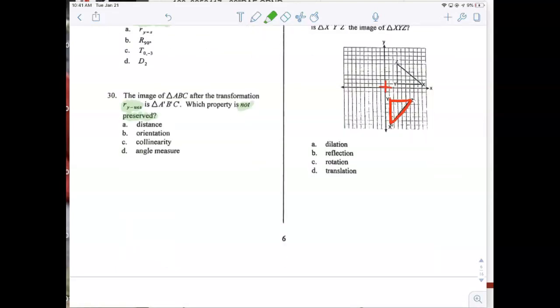Number 30, this one's a little bit different. Be careful because we get dilation happy. We always think that one's the one that's different, but this one shows it being a reflection, which is not preserved in a reflection. We talked about that a couple pages ago. Orientation is not preserved in a reflection. Dr. Conklin drew the counterclockwise and clockwise circles to show that that was true.